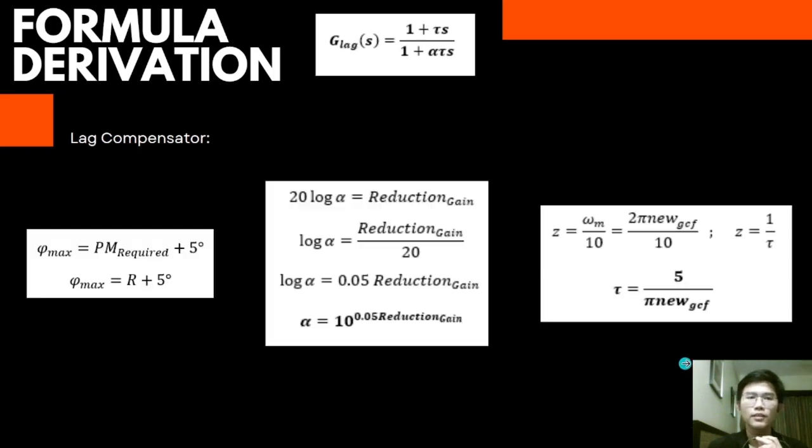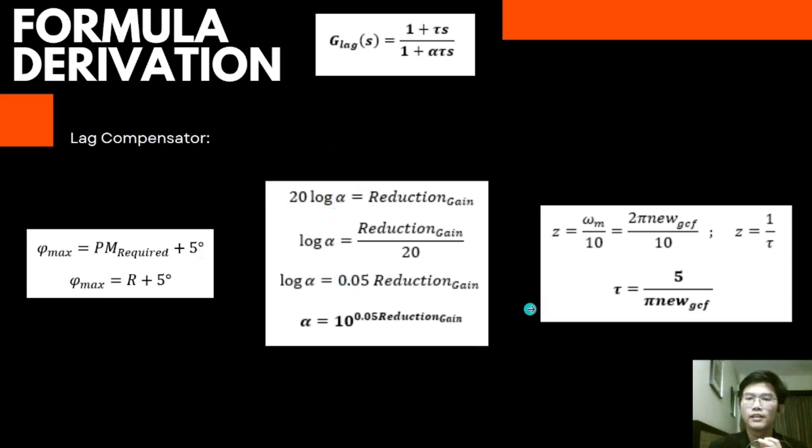Next, we will have our lag compensator, and for the lag compensator, it is much about taking info from the graph. But before we take the info from the graph, we need to find the required phase margin plus a safety margin of 5 degrees. And using this phi max, we will go to the graph, the initial graph, and find the value of alpha.